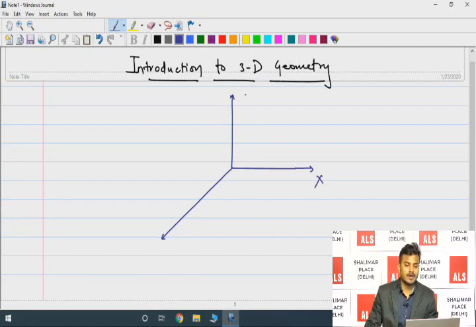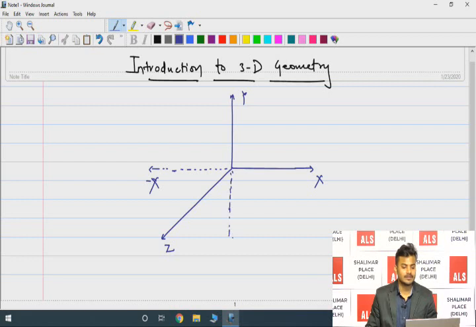X, Y, other than X and Y, there will be one more coordinate, which is one more dimension, which will be Z. Okay, and now again, as in the 2D Cartesian plane, we did this minus X, so here it is also minus X. This is minus Y, and this will be the minus Z.